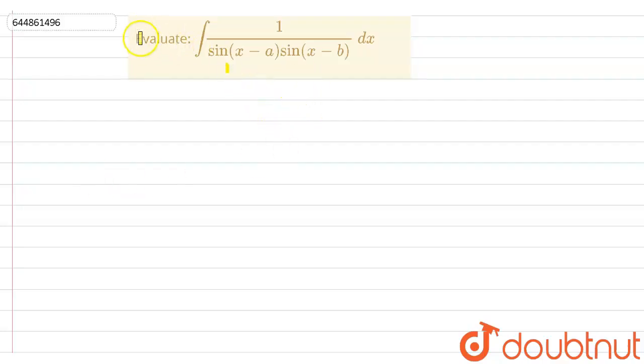So here we have a question. We have to evaluate the integral 1 over sin(x − a) sin(x − b) dx. Okay, so let's try to solve this.